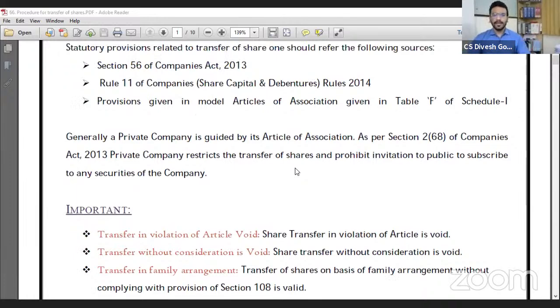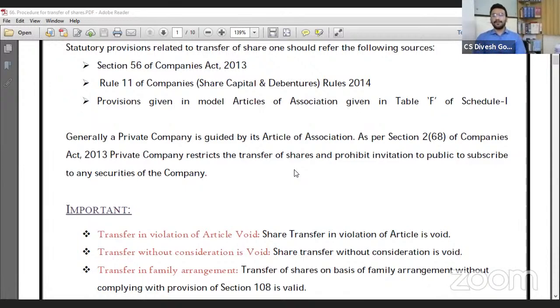And we know that if we have to transfer shares in demat form, we have to do it through the RTA only. So in this video, we are specifically going to discuss the process of transfer of shares in the case of a private limited company. The provision for transfer of shares under a private limited company is mentioned under Section 56 of the Companies Act. Section 56 read with Rule 11 of the Companies (Share Capital and Debentures) Rules 2014 governs the process of transfer of shares in private limited companies.